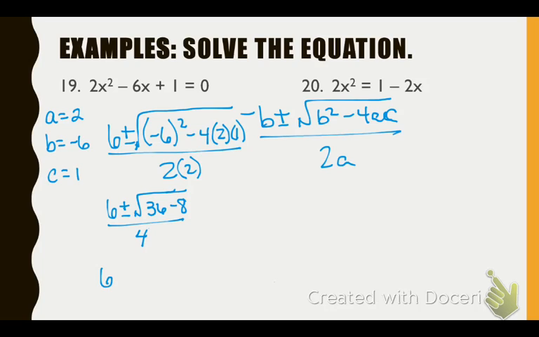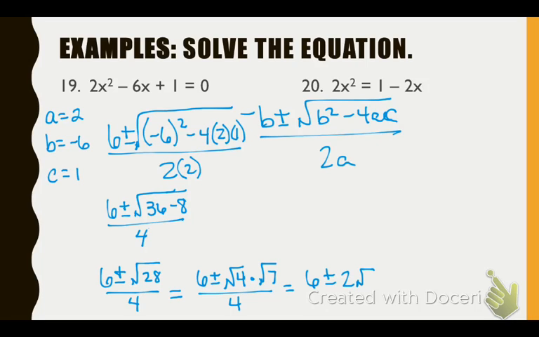Now 6 plus or minus the square root of 28, all over 4. I can simplify the square root of 28 as 4 times the square root of 7. The square root of 4 is 2, so I have 6 plus or minus 2 times the square root of 7, all over 4. Now 6, 2, and 4 are all divisible by 2, so that's a 3, 1, and 2. Final answer: 3 plus or minus the square root of 7, divided by 2.